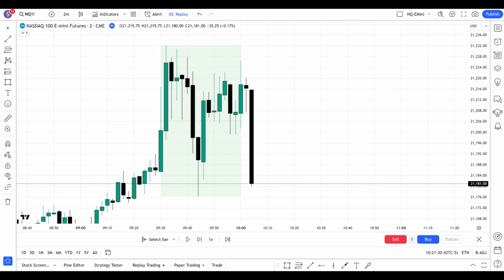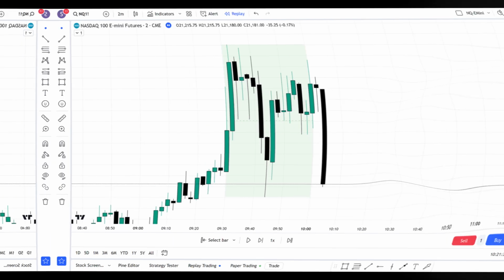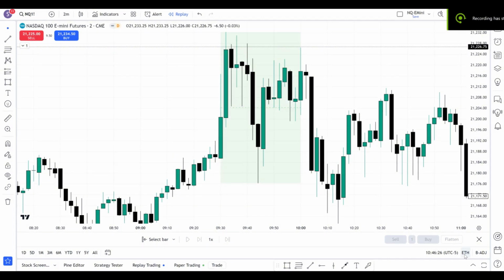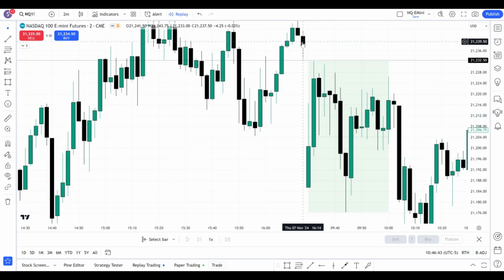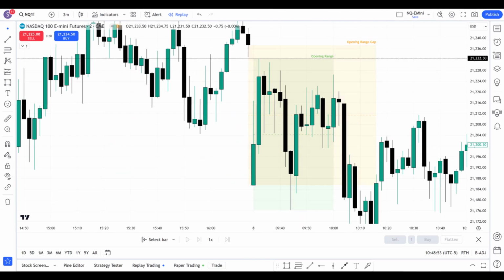Opening range gap is the range from the previous day's market close to the next day's market open. The easiest way to capture this area is to switch from electronic trading hours to regular trading hours. Then the gap becomes more apparent and you can draw a box from the previous day's candle close to the current day's candle open. And here you can see the opening range gap in orange and the opening range in green. As we will see in the next example, the midpoint of the opening range gap is particularly significant.